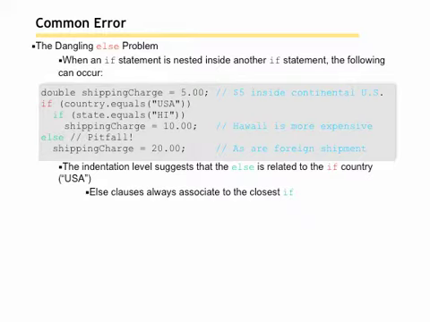You could fix this problem by putting a brace following the first if statement and a corresponding close brace right before the else. That would group the if state.equals("HI") shippingCharge equals 10, so that would happen as a result of the first if, and then the else would pair with the first if.